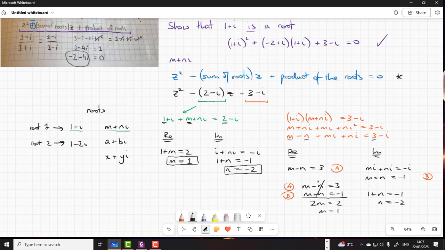Okay, so look, that's one way to approach the question, this idea of having an equation z squared minus the sum of the roots times z plus the product of the roots.